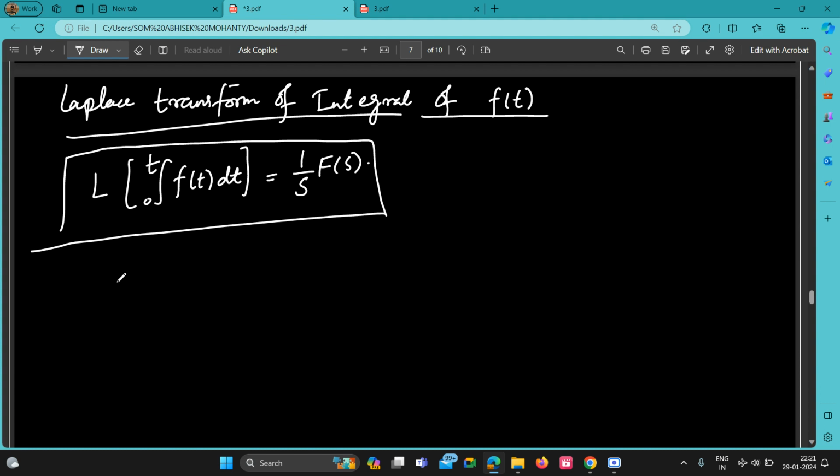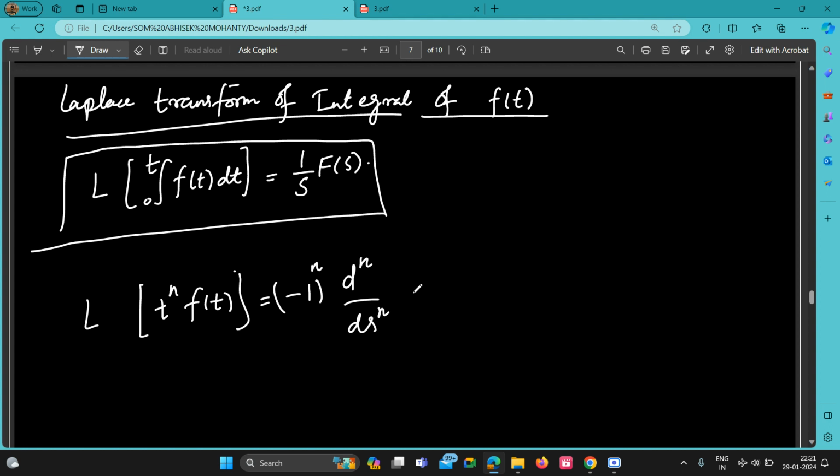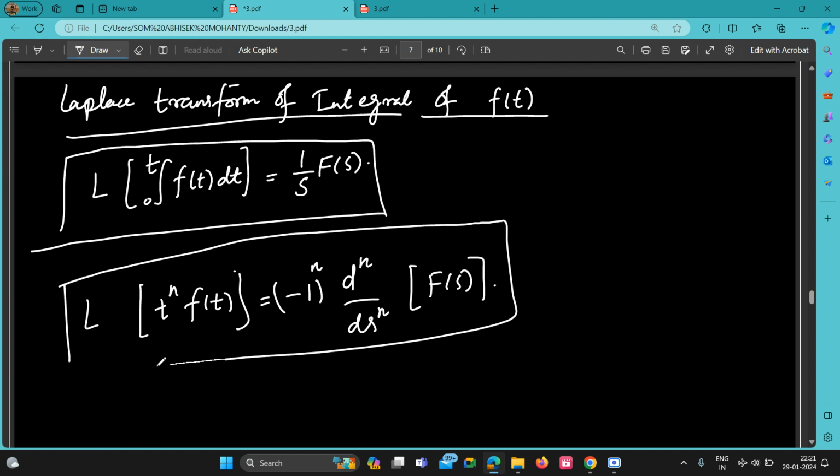Next formula, Laplace of t to the power n f of t is equal to minus 1 to the power n. This formula comes a lot, and this is also used a lot in other things like quantum mechanics. So remember this one: L of t to the power n f of t is equal to minus 1 to the power n, d n by d s n of F of s. It's very important.